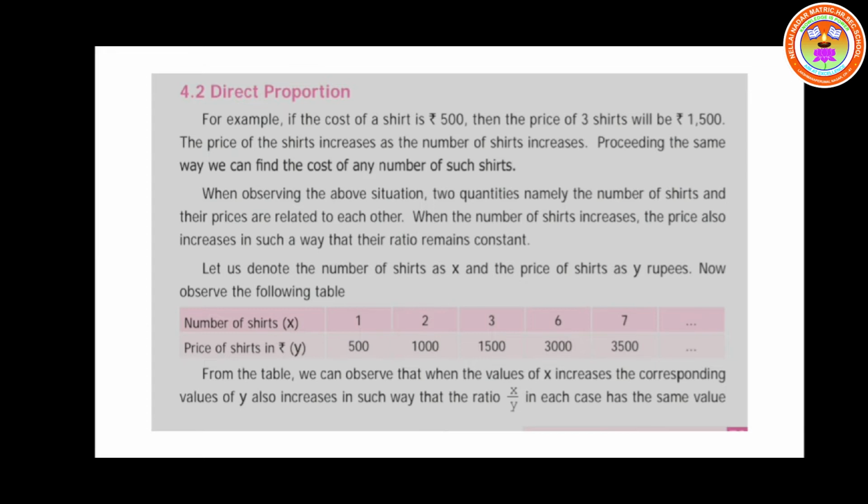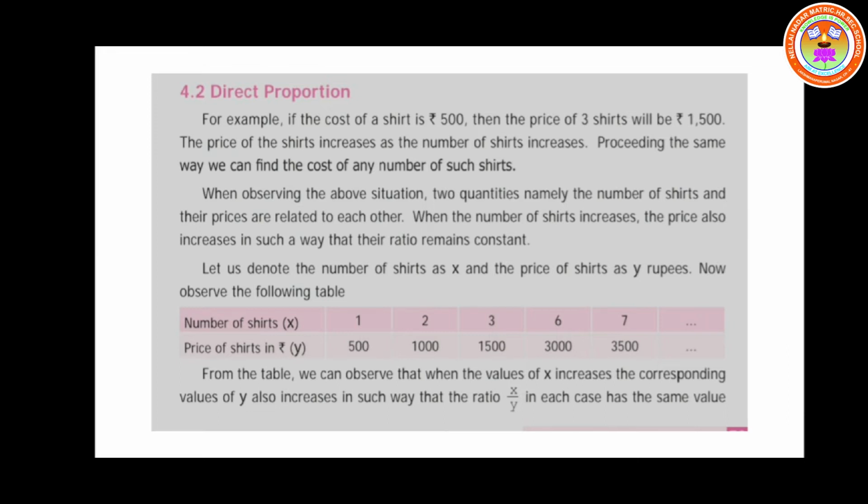Okay, now listen. So now the ratio remains constant. Let us denote the number of shirts as x and the price of the shirt as y rupees. Now observe the following table. Number of shirts x: 1, 2, 3, 6, 7, and it goes on. Price of the shirt y: 500, 1000, 1500, 3000, and it goes on depending upon the number of shirts you are taking. From the table we can observe that when the value of x increases, the corresponding value of y also increases in such a way that the ratio x divided by y in each case has the same value, that is, it remains constant.